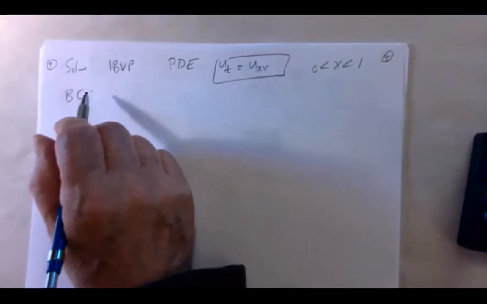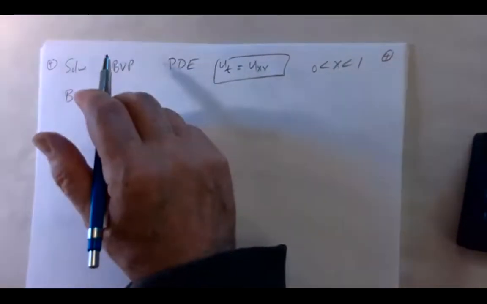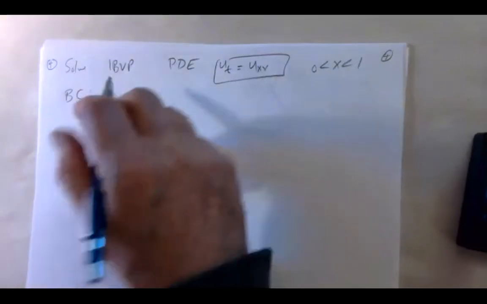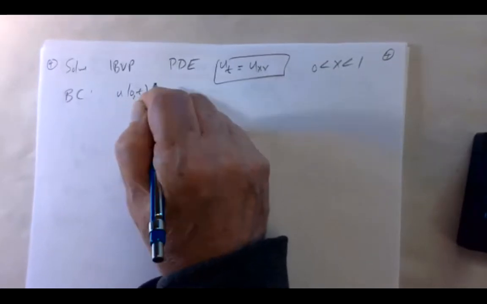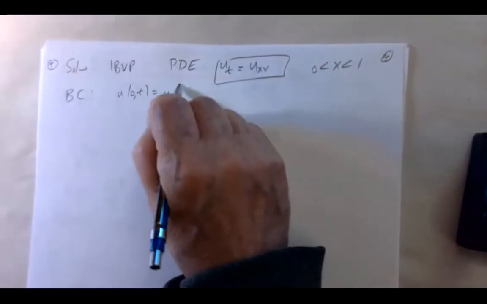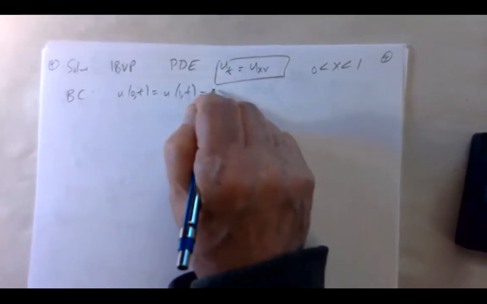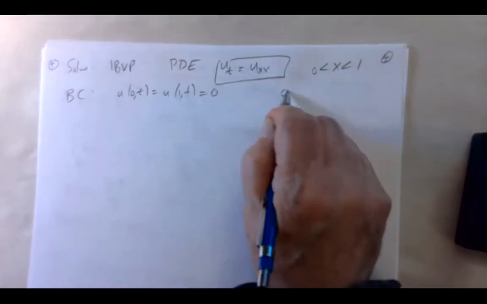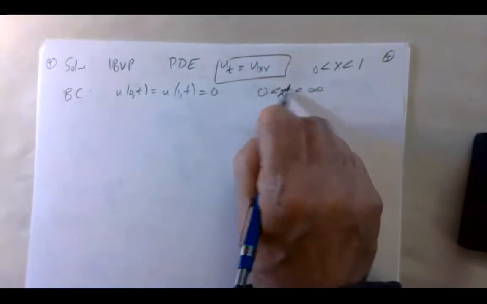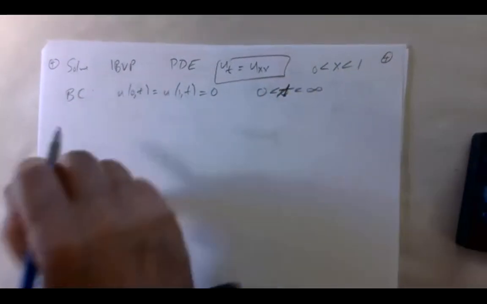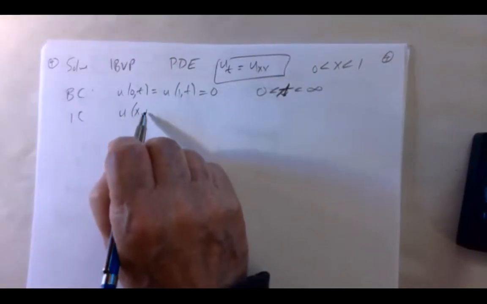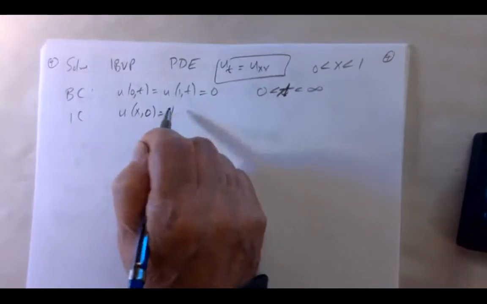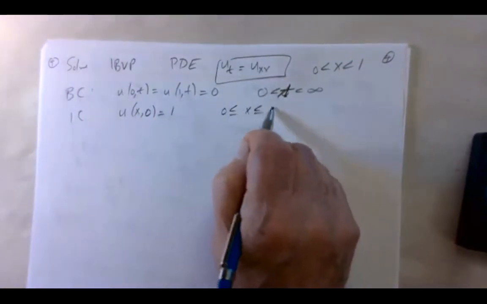The boundary conditions at the ends of this, whatever we think of it as, a wire or whatever, at the left end, u at x equals 0, u of 0, t is always 0, and at the right end, where x is 1, u of 1, t is always 1 for all t from 0 to infinity. And the initial condition is that we have a uniform temperature distribution, u of x, 0 is equal to 1 for x between 0 and 1.